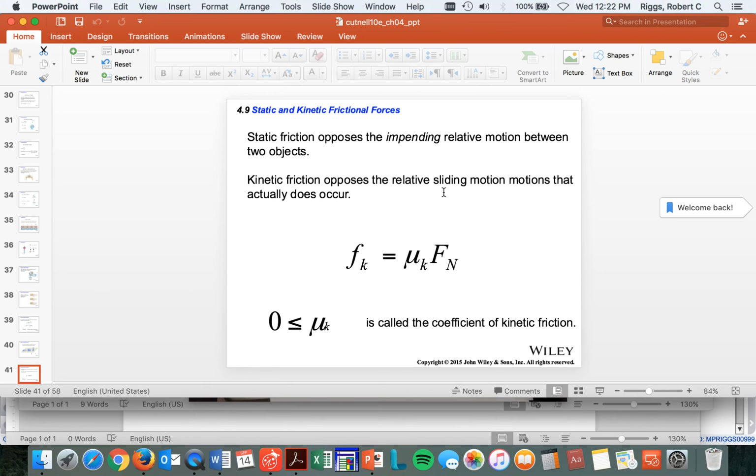Kinetic friction opposes relative motion that does occur. So if you're sliding on a sled, there's a coefficient of kinetic friction between you and the snow. All right, I'm going to stop here because this is going to be way too long.